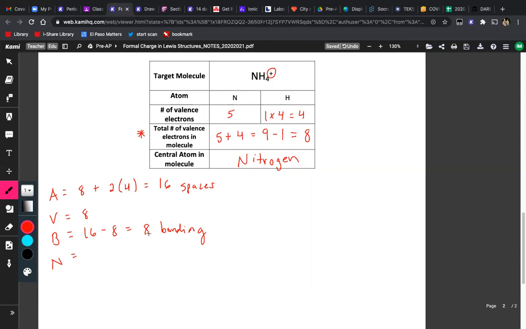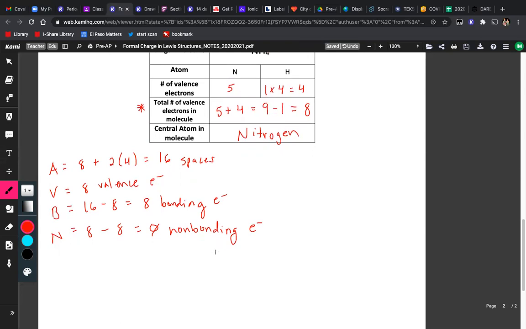Non-bonding electrons, it's going to be V minus B. So we have 8 minus 8. That gives us 0 non-bonding electrons. This is valence electrons.